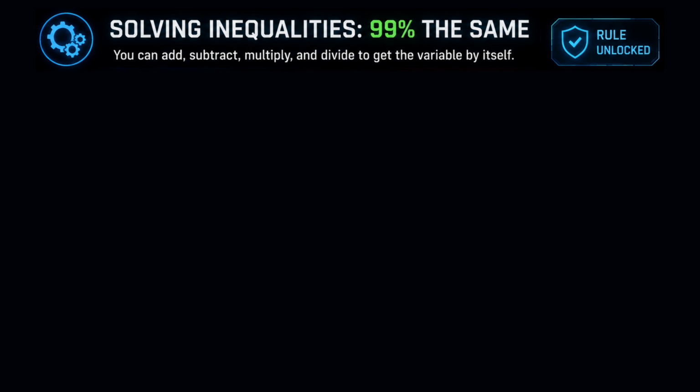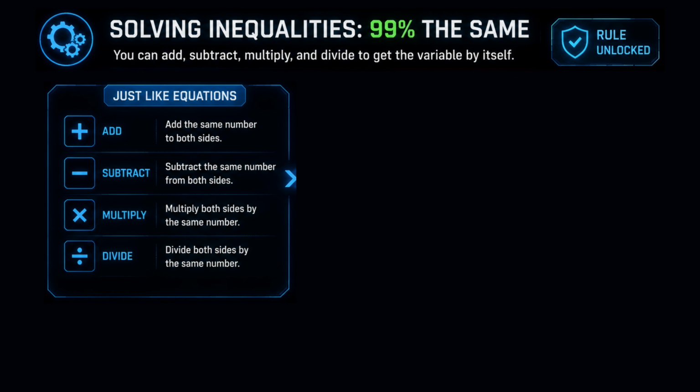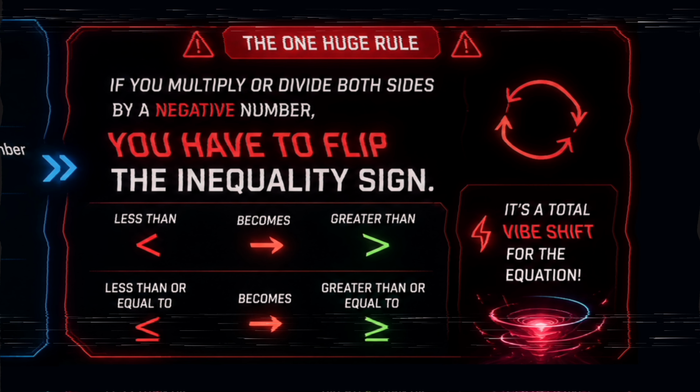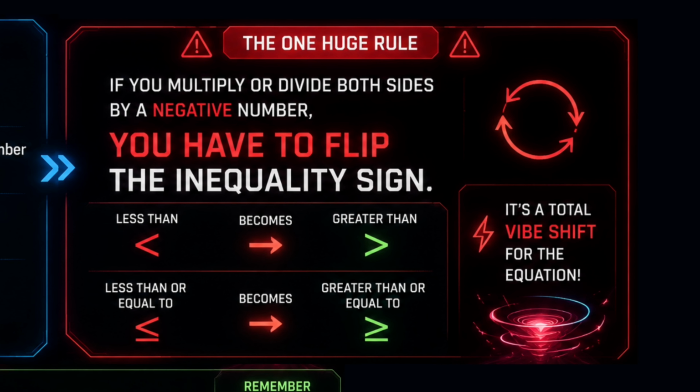Solving them is 99% the same as solving regular equations. You can add, subtract, multiply, and divide to get the variable by itself. The one huge game-changing rule you must remember is this. If you multiply or divide both sides by a negative number, you have to flip the inequality sign. So less than becomes greater than, and less than or equal to becomes greater than or equal to. It's a total vibe shift for the equation.